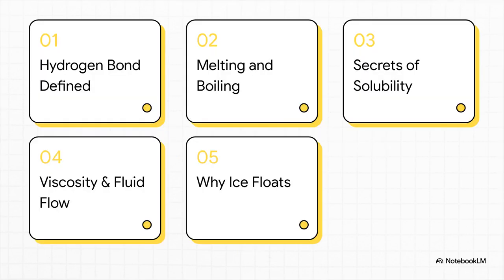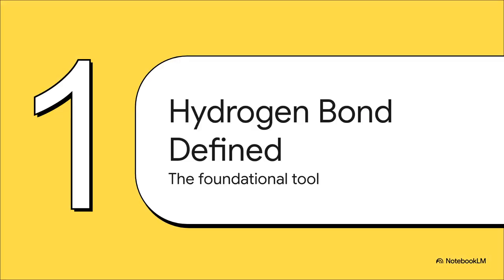To answer that, we're going to follow this roadmap. We'll start by defining the hydrogen bond, look at how it creates extreme melting and boiling points, uncover the secrets of solubility, check out viscosity and fluid flow, and finally answer exactly why ice floats. All right, section 1, the hydrogen bond defined.